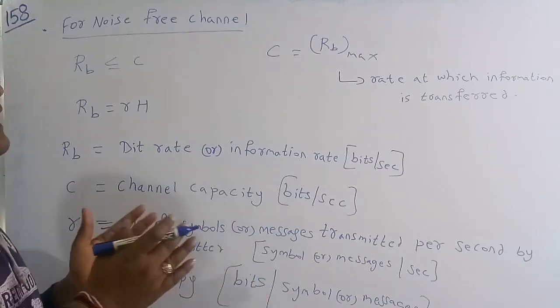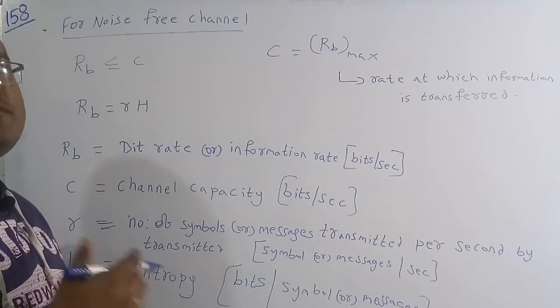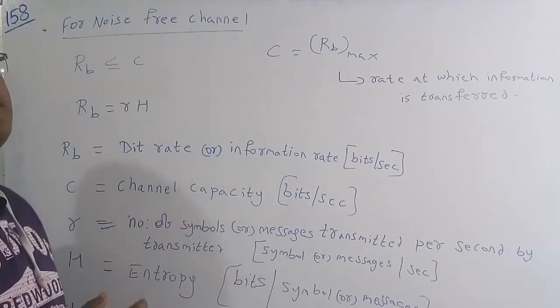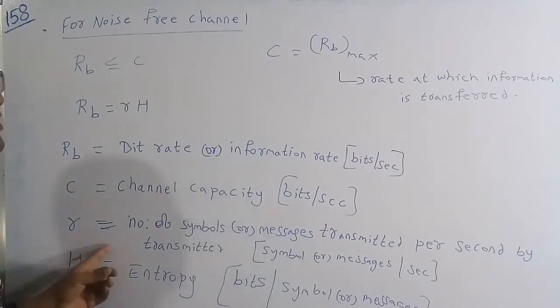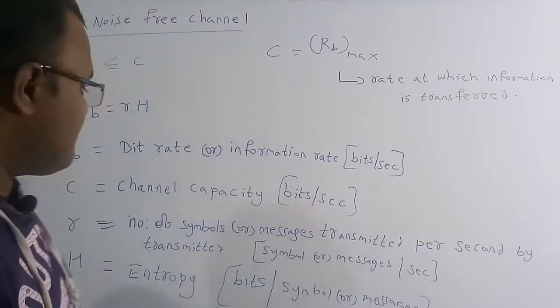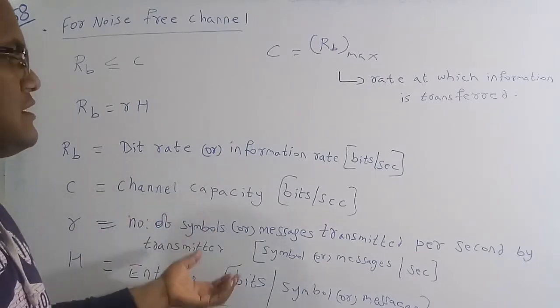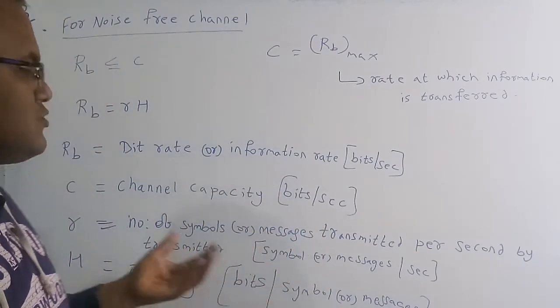So we can use the maximum channel capacity for noise-free transmission. Suppose if there is noise, we can use only a small amount of the channel capacity. And R is called the number of symbols or messages transmitted per second by the transmitter.